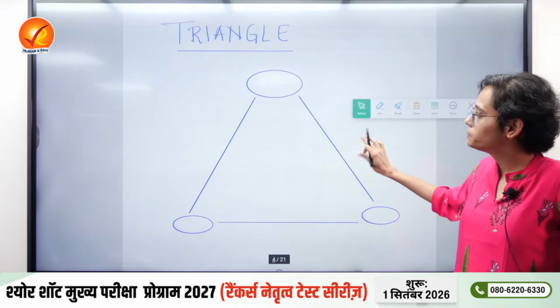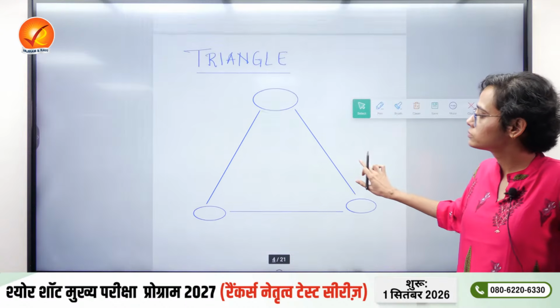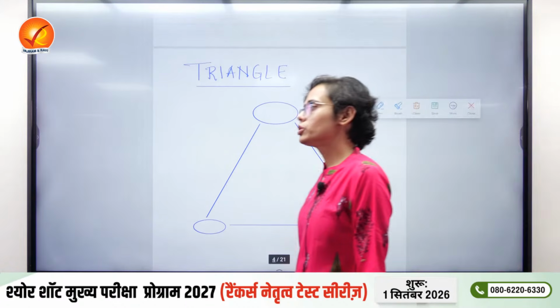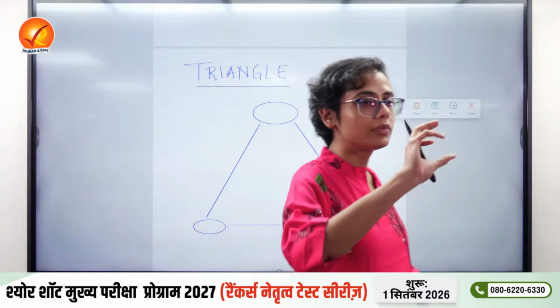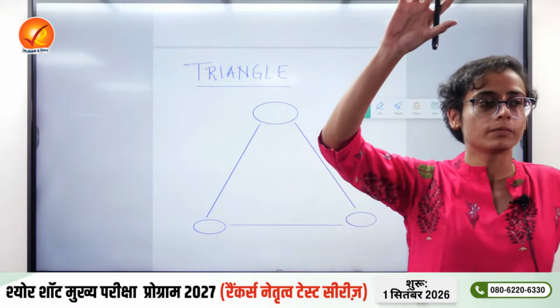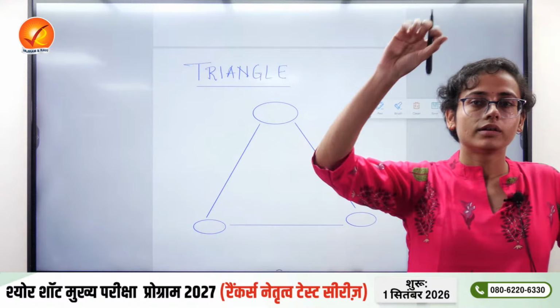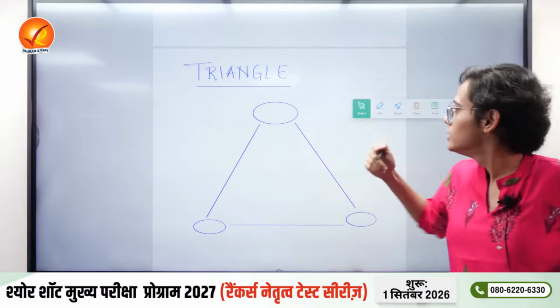Then triangle. Triangle to show how one thing is connected to another and how the other thing is connected to the third thing. Let's see.